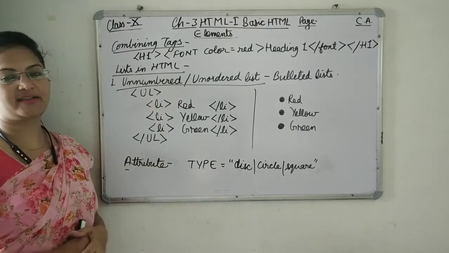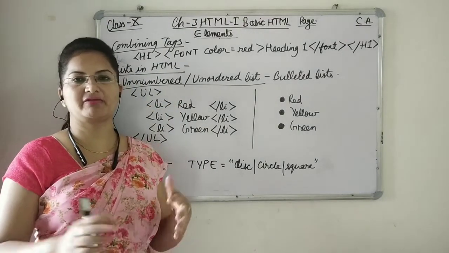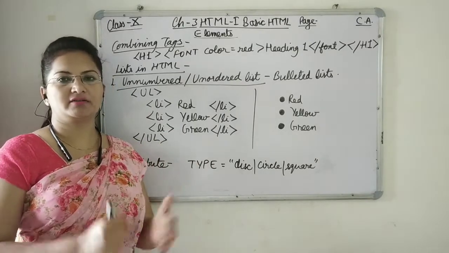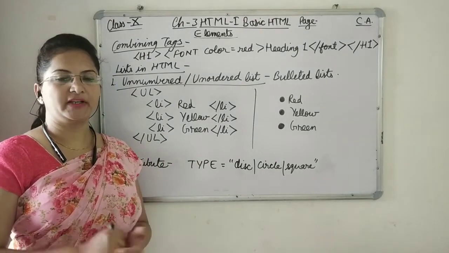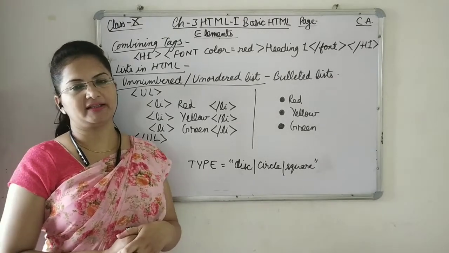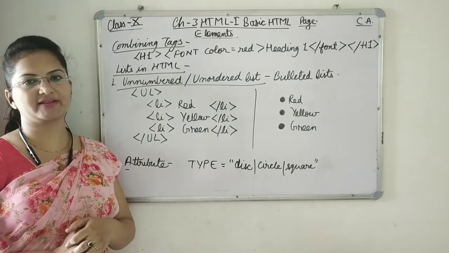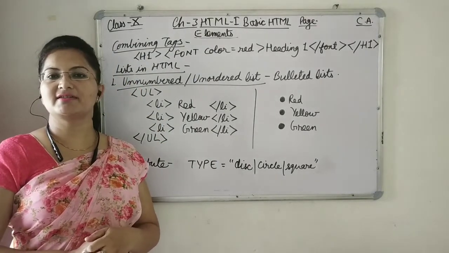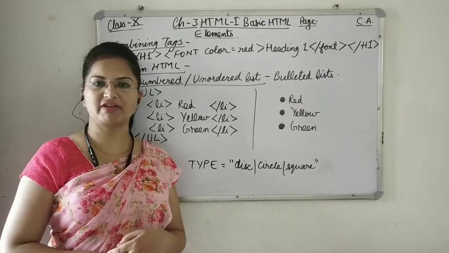Now students, lists in HTML. We have various types of lists in HTML. If we have to display a sequence of data in bulleted form or in a particular order, or we simply want to display it as a definition list, then we can. So we have three types of lists in HTML. First is the unordered list, second is the ordered list, and third is the definition list.